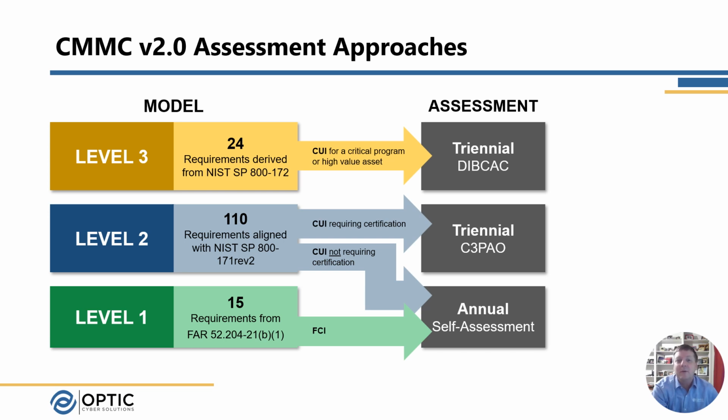And for Level 3, this will remain at the DIBCAC level, so the DoD itself will come and assess organizations at Level 3, whereas for Level 2 certifications, when the C3PAO comes in, they will certify you against all 110 security requirements. Once an organization has met all 110 requirements, they can request the DIBCAC come in and do an assessment against the remaining 24.